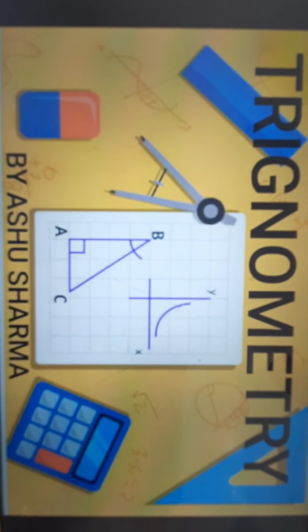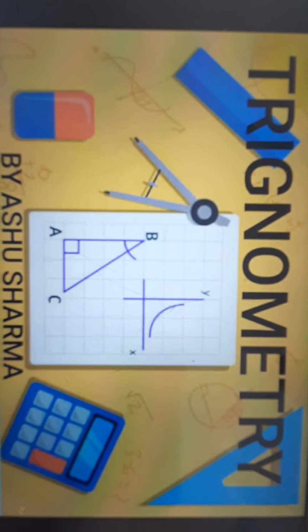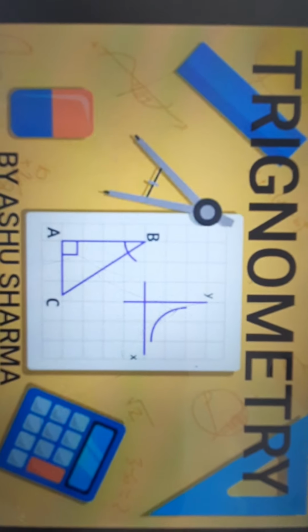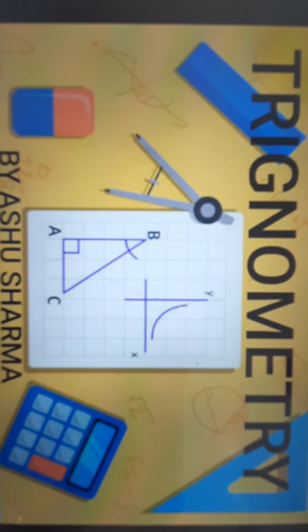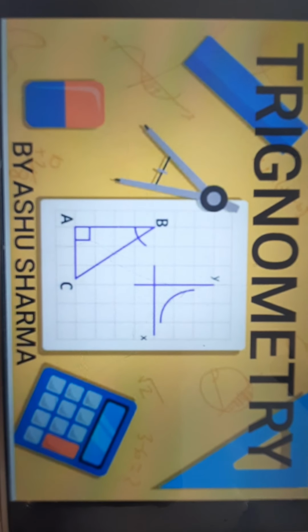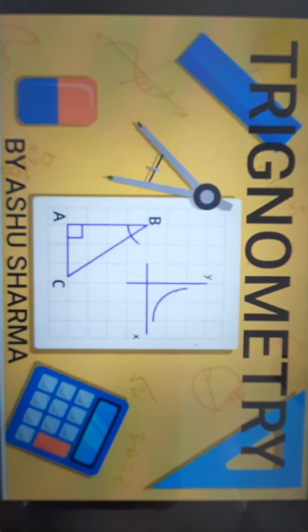Dear students, we have started unit 8 trigonometry of your NCERT book, and till now we have done 8.1 question number 1 to 9. Now in today's video I'll explain you question number 10 and 11. So let's see what is question number 10.